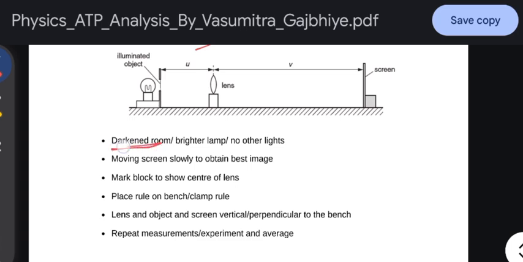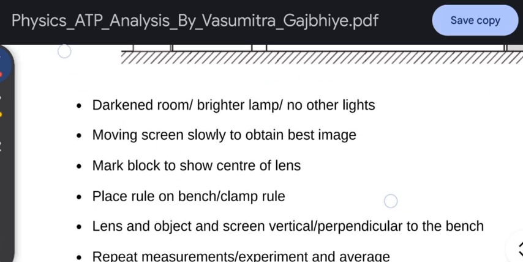Alright, so first of all, you carry it out in a darkened room. The reason for this is that you can see the image more clearly, and you should use a brighter lamp, and you have no other lights working in the room. Move the screen slowly to obtain the best image.